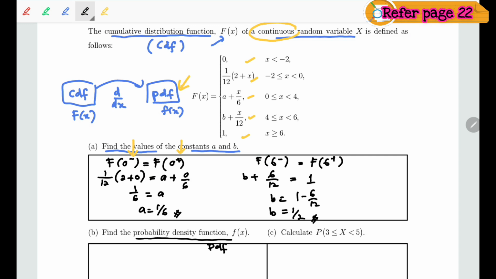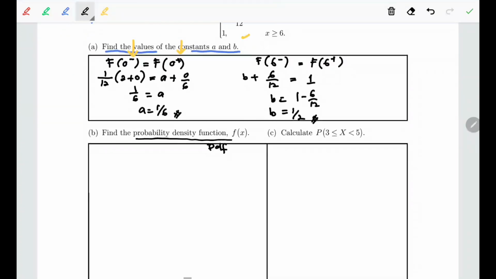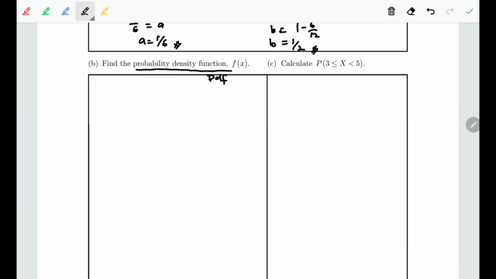So we are going to start with the first function, which is 0. I'm going to denote it by first, which means the first interval, for x less than -2. We want to find the PDF, so we have to differentiate the CDF. The CDF for this function is 0. If you differentiate 0, you get 0.